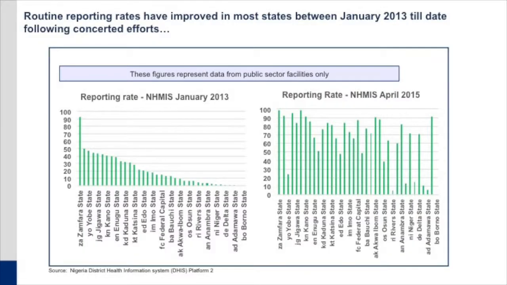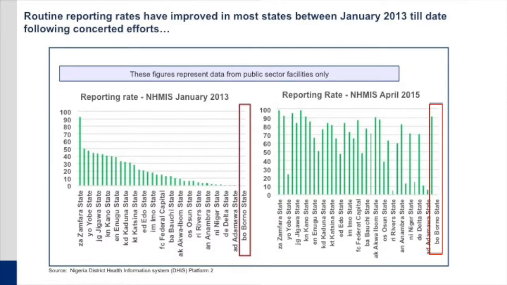In Nigeria, what we did was begin to invest in strengthening the routine health information systems, because those will give you data on a much more frequent basis. And because of the investment in strengthening data, routine reporting rates increased, for instance, from 2013 to 2015, as you can see in the slide before you. The lowest performing state in 2013 was reporting at about 0 percent of facilities reporting. And by April 2015, about 90% of the facilities in that particular state were reporting.